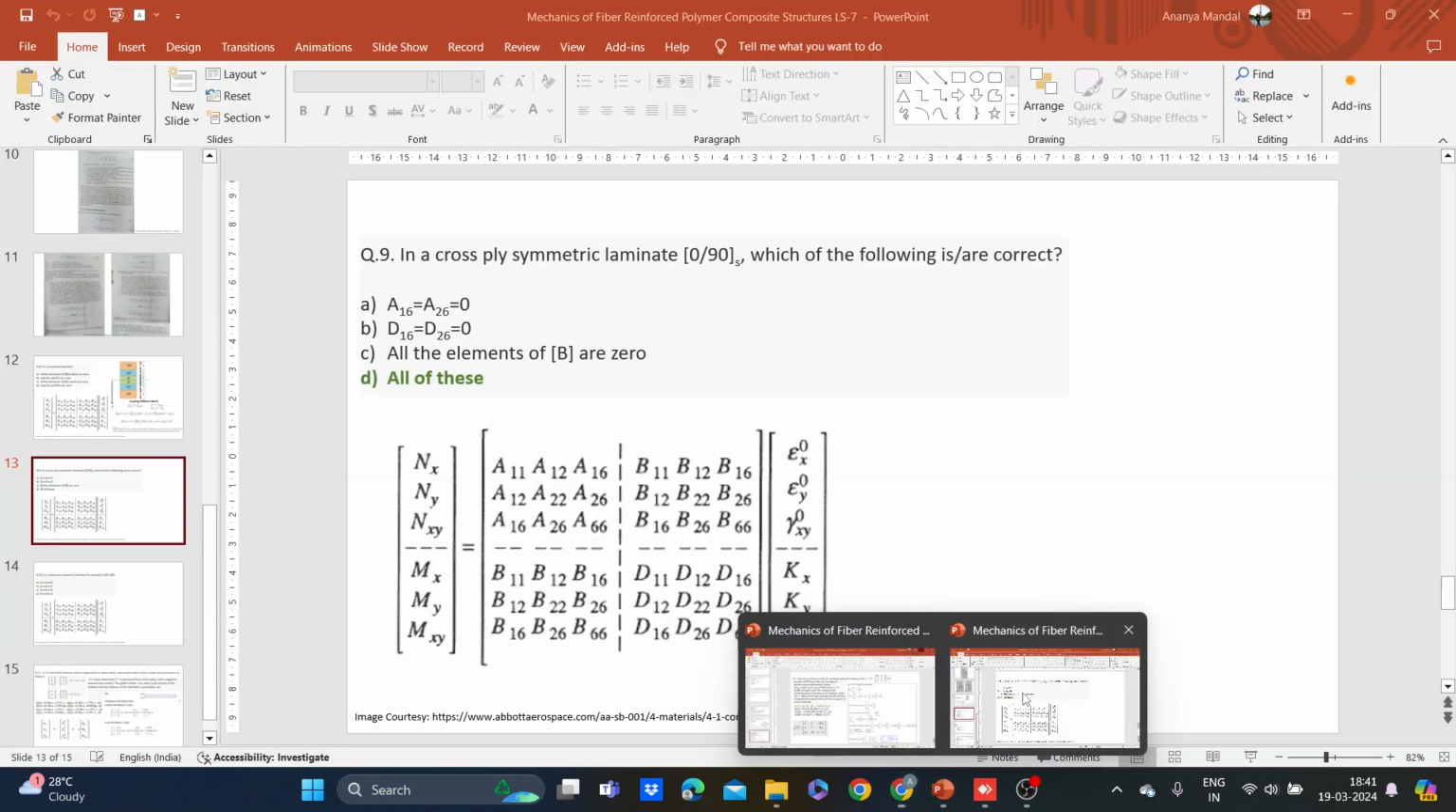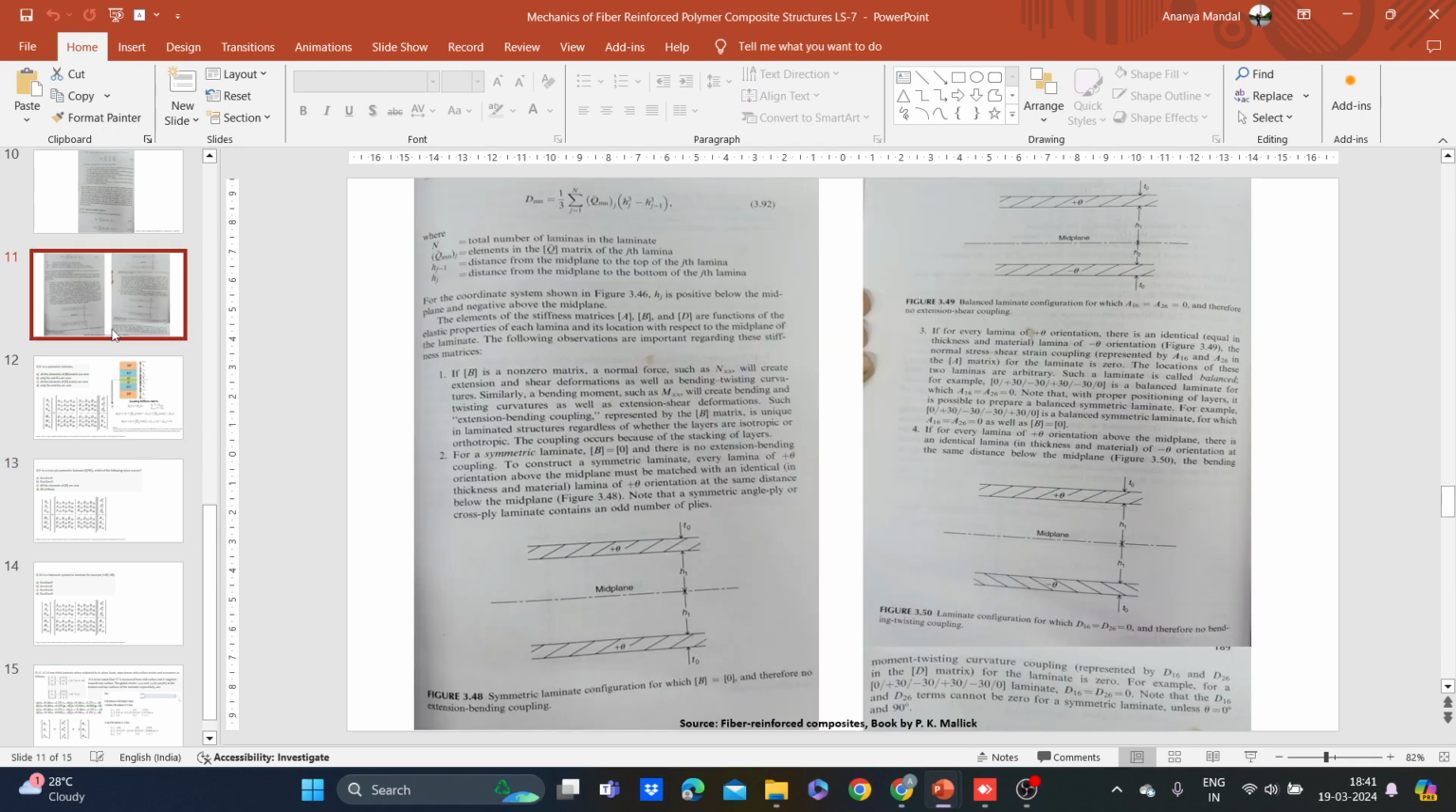So this statement is for the balanced one. Yes, if it is symmetric, B will be zero. If it is not symmetric, B won't be zero. Only A16 and A26 will be equal to zero.